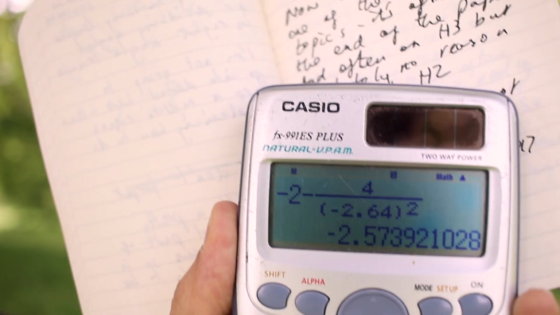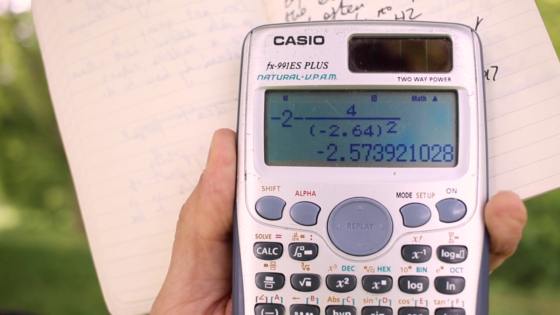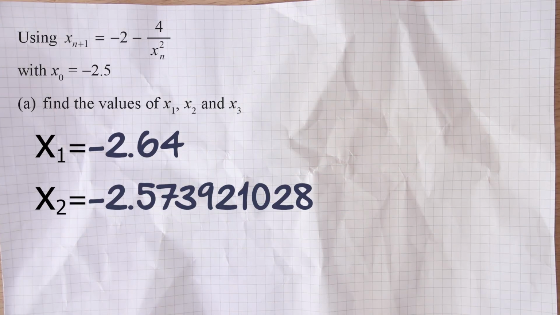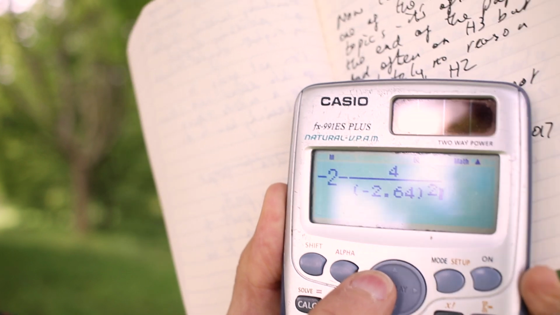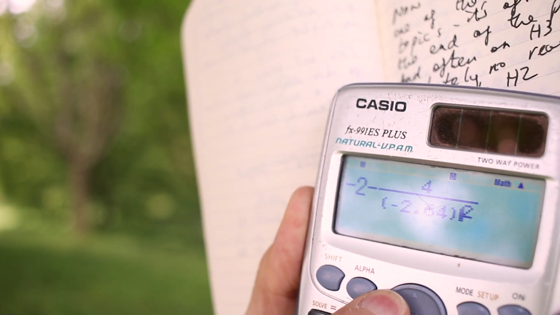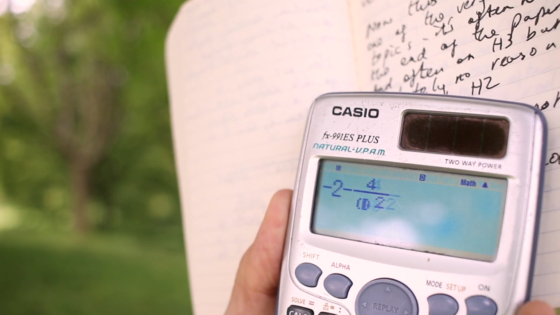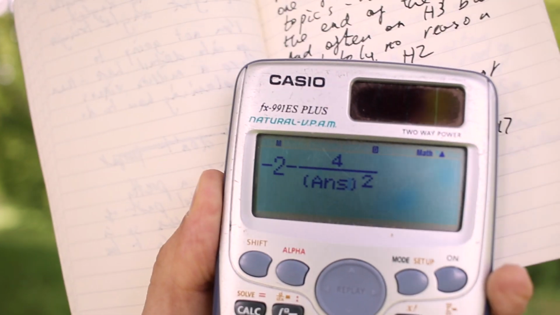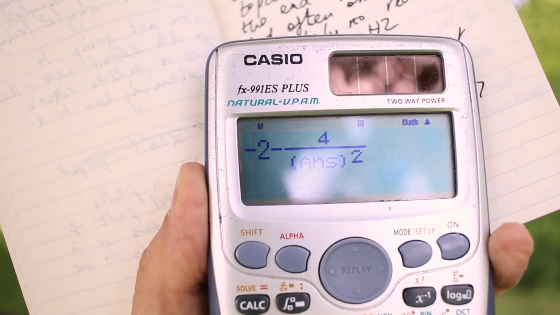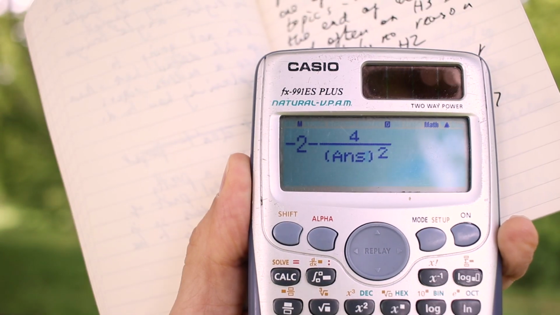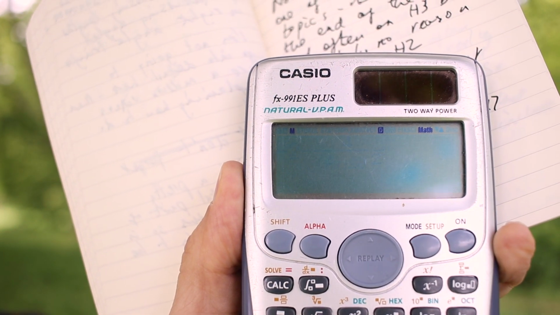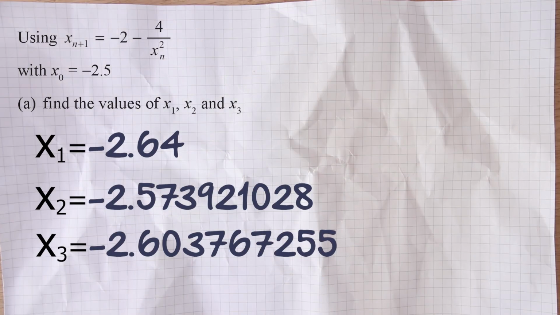And I need to then put that back in, and that will give me the next answer. So that's a little bit of a mouthful, isn't it, that answer there? So I'm going to do this little trick, which is I'm just going to go back in, delete the previous one, and I'm just going to press that ANS button. And that will put in the previous answer for me. Press equals, and I get the final one. So that is it. That's how you do those.